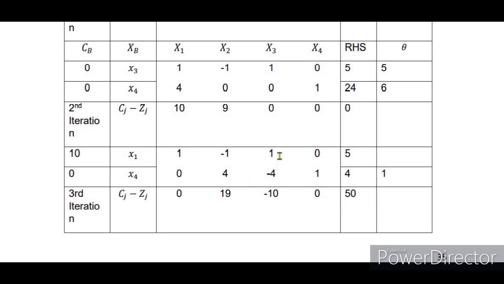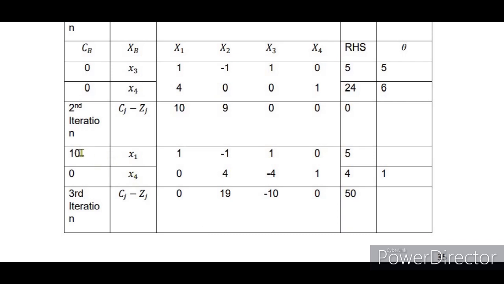Next, 1 times 4 is 4. So 0, the previous value, minus 4 is equal to negative 4. Then 0 times 4 is 0. So 1, the previous value, minus 0 is 1. Next, 5 times 4 is 20. So the previous value is 24, and 24 minus 20 is 4. So to compute the Cj minus Zj, we will just multiply it.